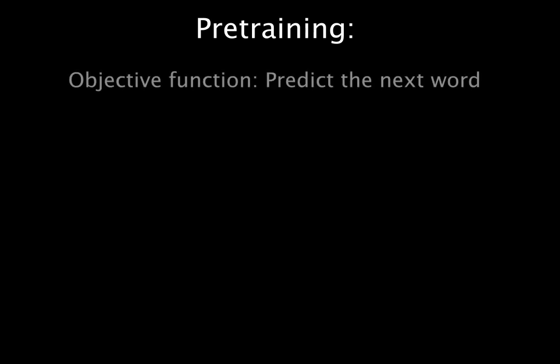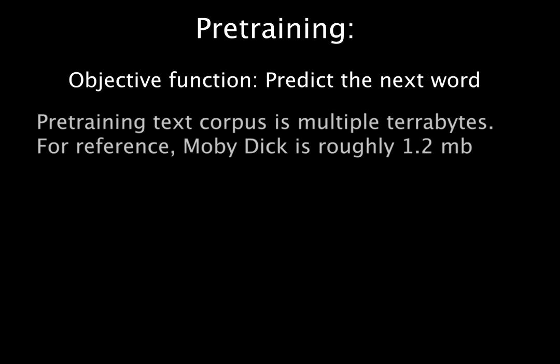During the pre-training stage, the objective function is to predict what the next word will be based on preceding words. Essentially, the model reads through a bunch of text, making predictions as it goes, and observing how many predictions it gets right. And when I say a bunch of text, I mean a lot, like many terabytes.